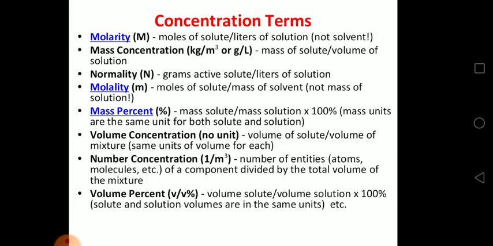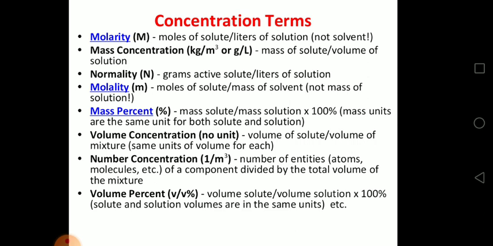Of course, we have what we call molarity, and this concentration talks about the moles of solute that dissolve in 1 dm cube of a solution, and that is why it's called molarity. We also have what we call mass concentration, which talks about the mass of solutes in a given volume of a solution. There's another one, normality, which talks about the grams of active solute per liter of a solution. Molality also talks about the moles of solutes per mass of solvents.